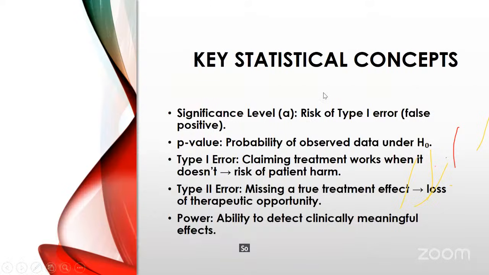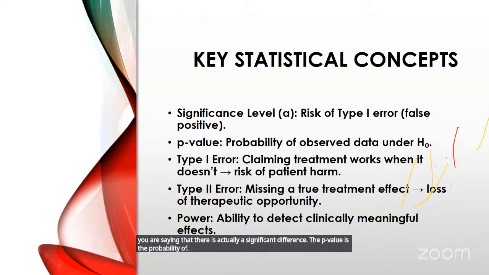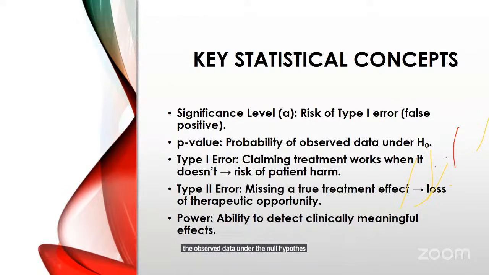So the key statistical considerations in hypothesis testing involve the significance level. This is the alpha error, the risk of type 1 error. That is when there is a false positive, when there is no difference, but maybe based on a faulty study design or sample size, you are saying that there is actually a significant difference. The p-value is the probability of the observed data under the null hypothesis. What is the probability that the null hypothesis would actually turn out to be correct?